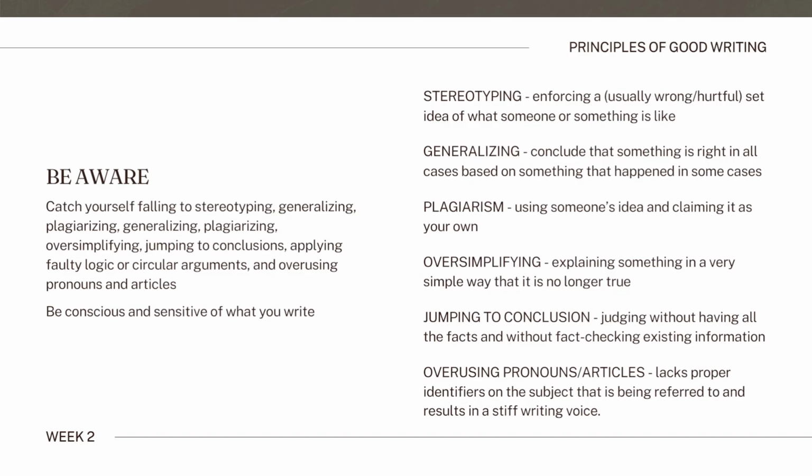Next is overusing pronouns or articles. Overusing pronouns and articles lack proper identifier on the subject that's being referred to and can result in a stiff writing voice. This is very common, especially if you're referring to two people of the same gender. There is a tendency for people to use, let's say, he or she repeatedly without indicating which he they are referring to. So, for example, two friends, Ben and George, are talking.